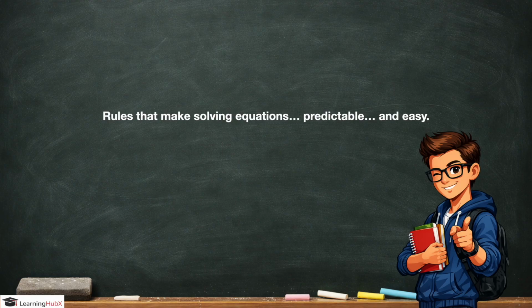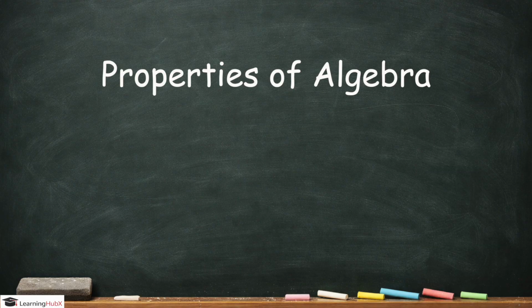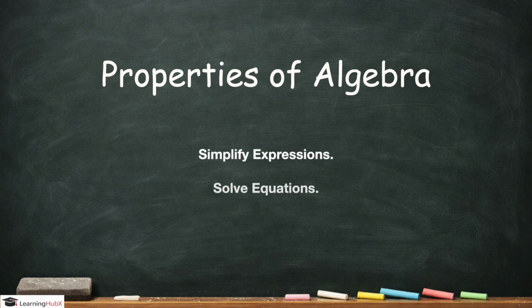What if I told you there are rules in maths that never change? Rules that make solving equations predictable and easy. These are called properties of algebra. They help us simplify expressions, solve equations, avoid mistakes. Today, we're going to master all of them.